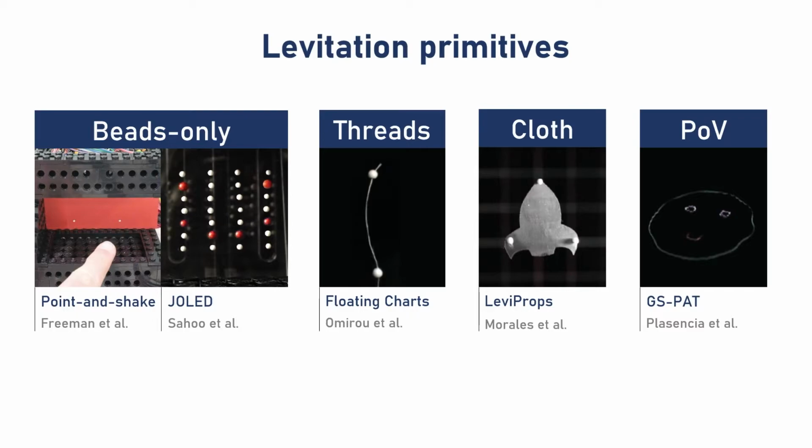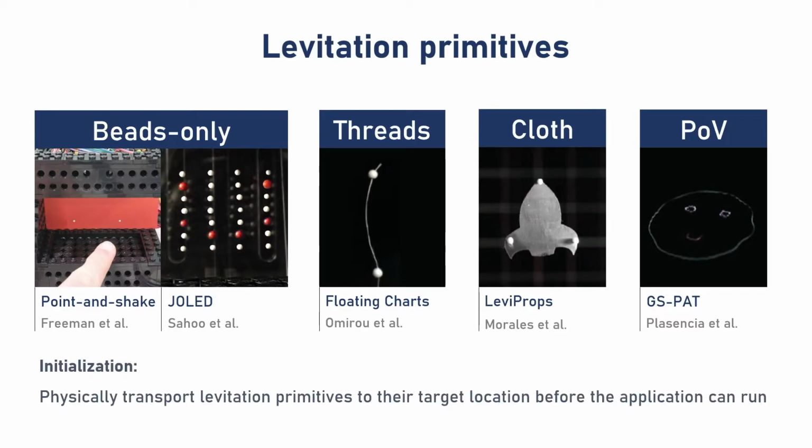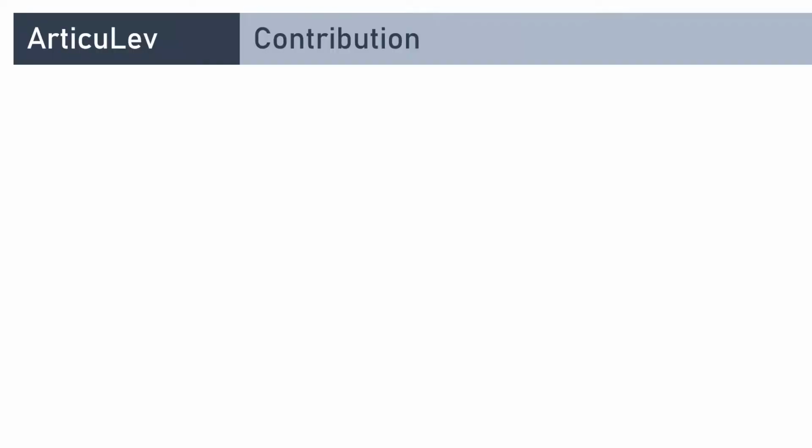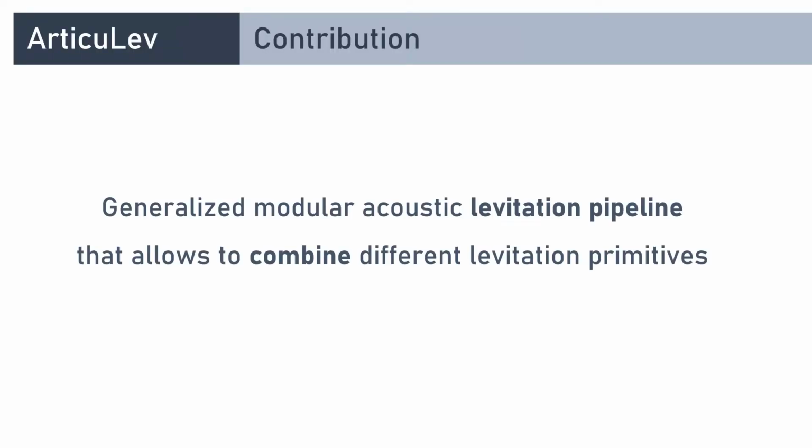However, an often overlooked aspect of levitation-based displays is the initialization of the physical content. In this context, initialization means to physically transport the levitation primitives to their target location before the application can run. While some works have specialized solutions for their type of primitive, there is no generalized approach for combining those primitives seamlessly. With Articulev, we propose a generalized modular acoustic levitation pipeline that allows combining different levitation primitives.